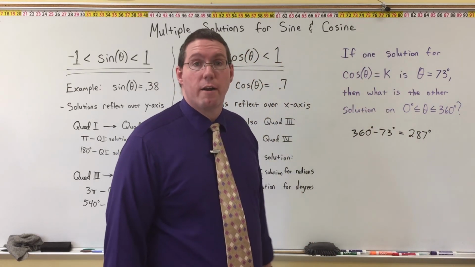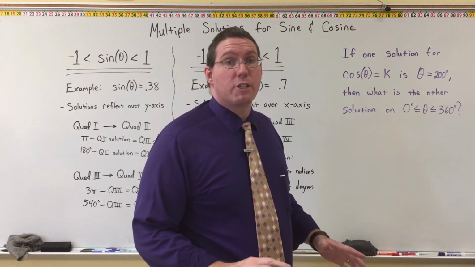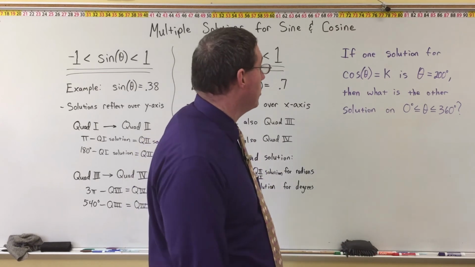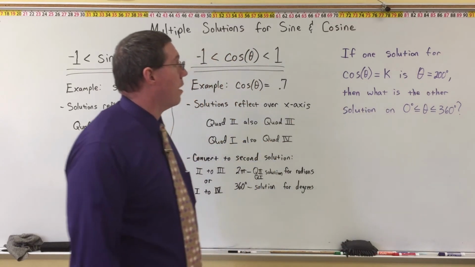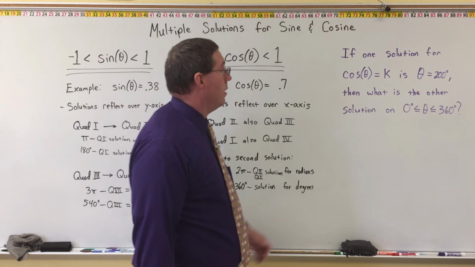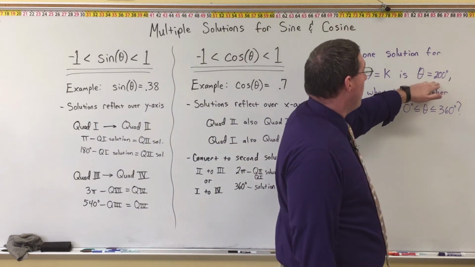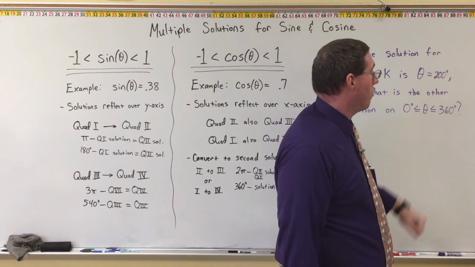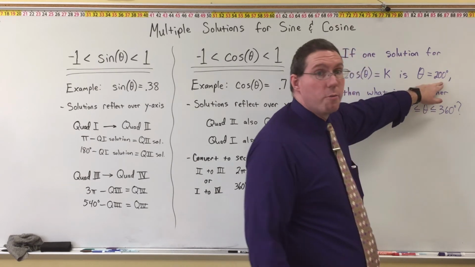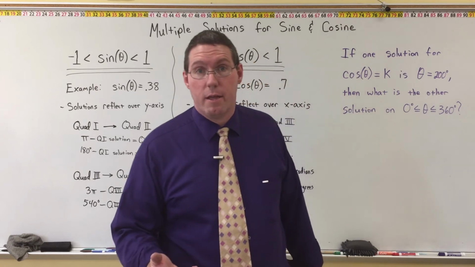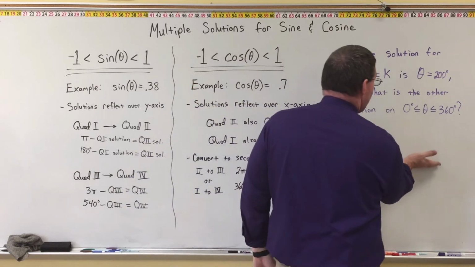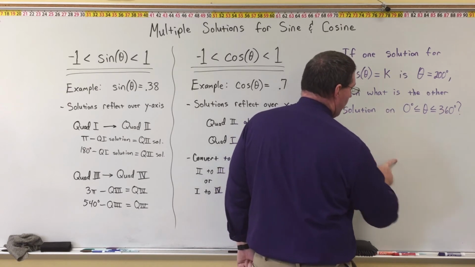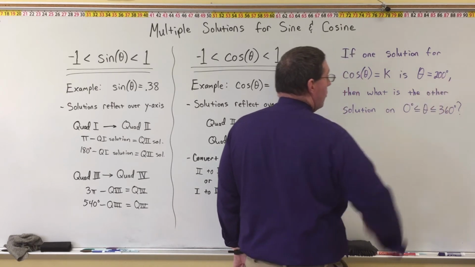Okay? Let's try another one. Okay, so this one is actually a little tricky, okay? But I want to show you how you can still answer the question. It says if one solution for cosine of theta is equal to k, the solution is theta is 200 degrees, then what is the other solution on the interval from 0 to 360? So 200 degrees, we have to figure out which quadrant that is in. First quadrant goes from 0 to 90 degrees. Second one goes from 90 to 180. Third quadrant goes from 180 to 270. That's in the third quadrant.